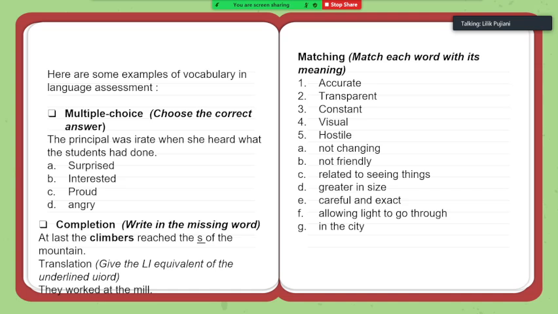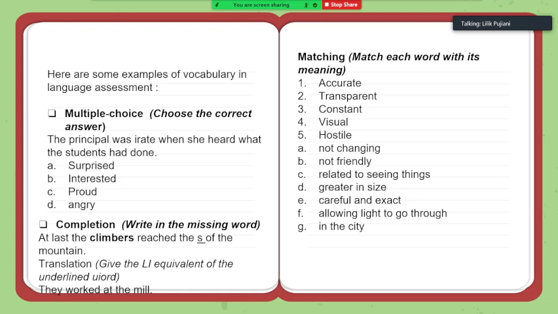Talking about the place of vocabulary in language assessment, here language assessment is divided into multiple choice. Here is an example of multiple choice. Multiple choice, choose the correct answer. Principal was irate. We see here what the student had done. A, surprised. B, interested. C, proud and angry. And the next, after multiple choice, there is completion. Completion means write the missing word. Like in our slide, there is an example of completion here.